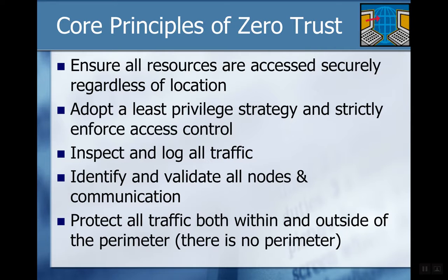One general principle that becomes even more important in zero trust is a least privilege strategy and strictly enforced access control. The idea is that every organization, every asset, every resource that's out there is responsible for maintaining its own security, and that should be based on least privilege and an enforceable access control. Also, inspect and log all traffic, coming and going.